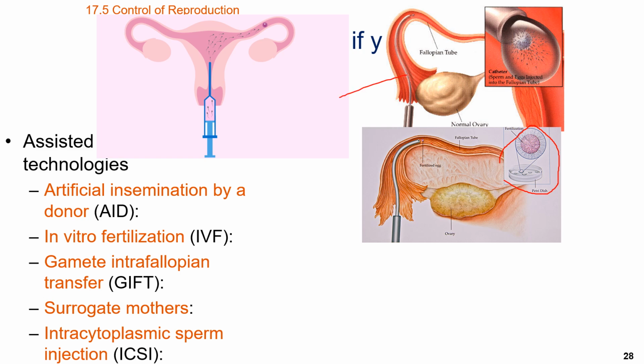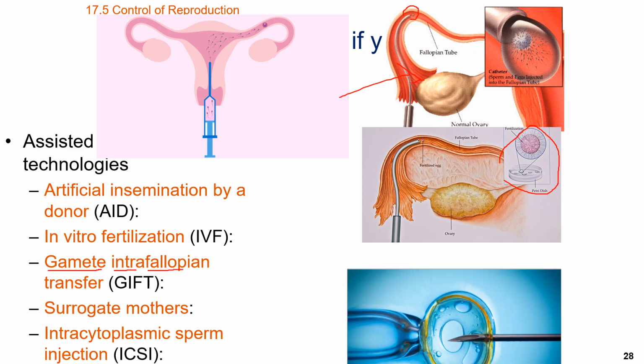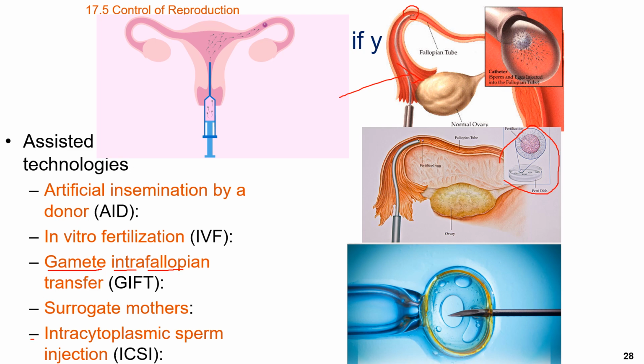The image up here shows you that an egg and a sperm are introduced into the fallopian tube in the hope that they're going to meet naturally. Okay, it's the closest thing to natural next to insemination. So your gametes, your eggs and sperm, are introduced into the fallopian tube. That's it. And then the last picture here is your intracytoplasmic sperm injection.